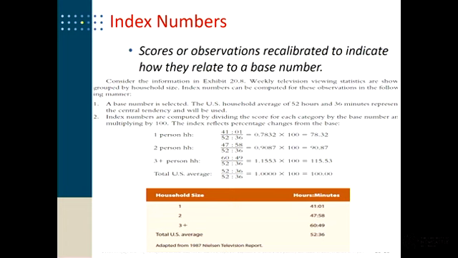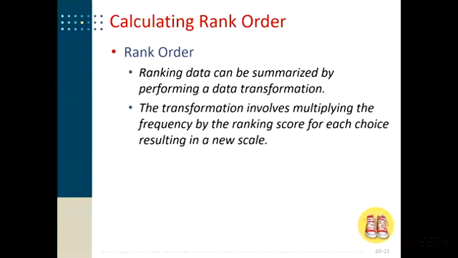Like 100 and 115, we are saying that 3+ person households watch television 15% higher. So it's like the GDP growth rate, or when we say inflation is 5%. So this is the index number that makes this comparison easier. We are comparing each observation with the base number, and it makes it easier to understand. So this is another way of transforming data. The third one, we are still discussing data transformation, is rank order.